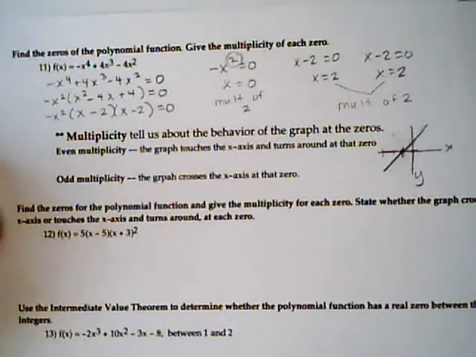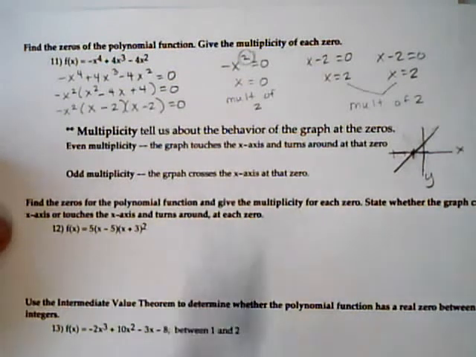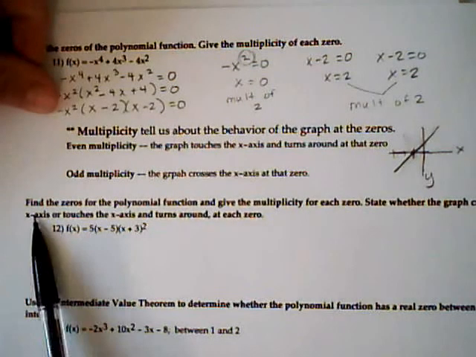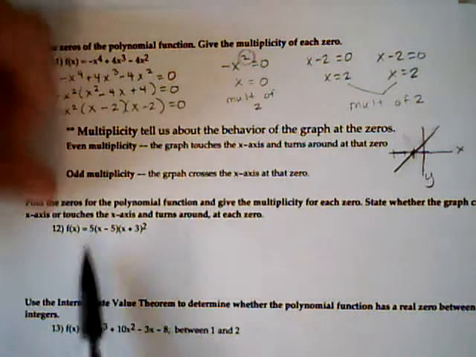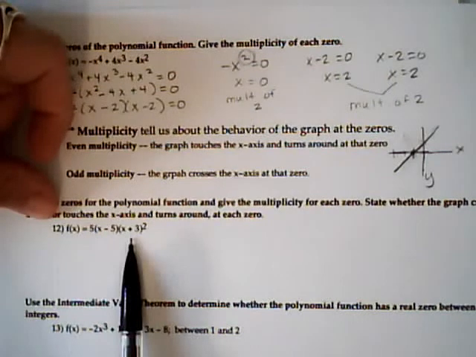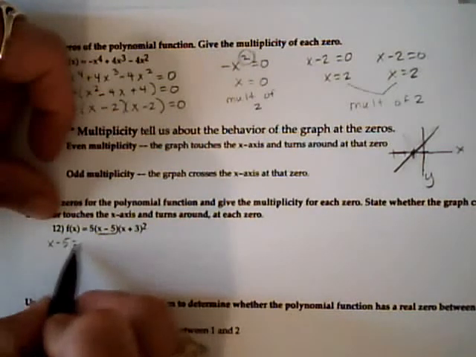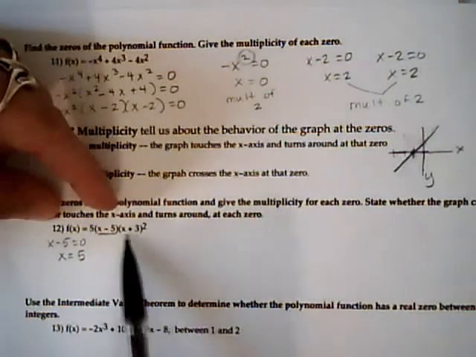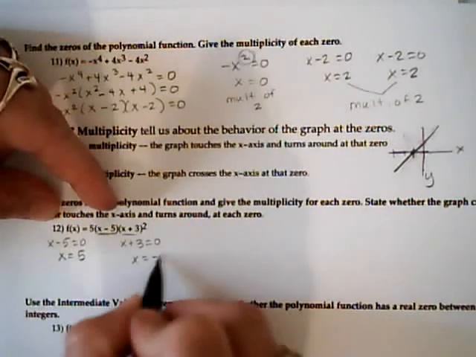So for your examples, it says to find the zeros of the polynomial function and give the multiplicity for each zero. State whether the graph crosses the x-axis or touches the x-axis and turns around at each zero. If you have an example like this here, it's already been factored. Okay, so I would set x minus 5 equal to 0. So that would give me one solution of x equals 5. This would give me a solution of x plus 3 equals 0, or x equals negative 3.